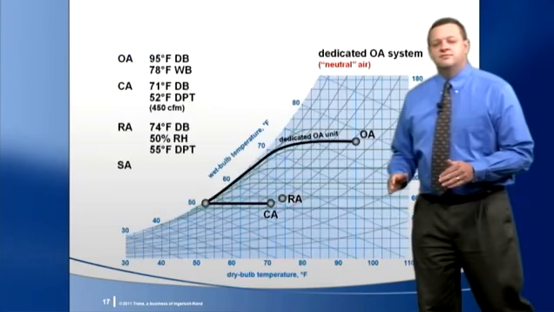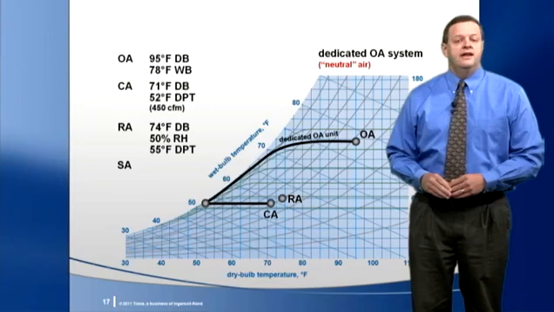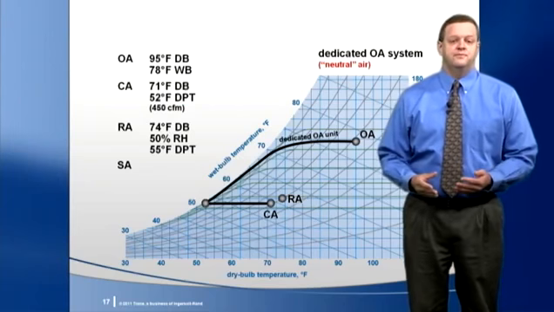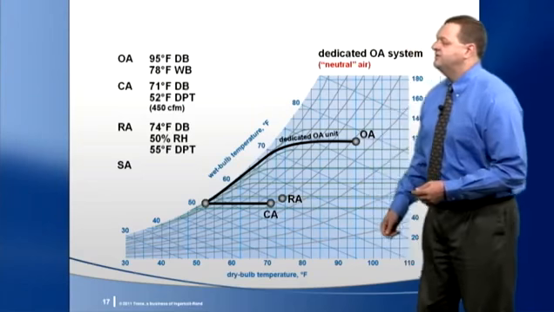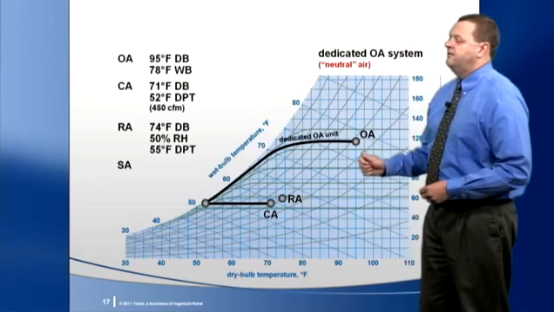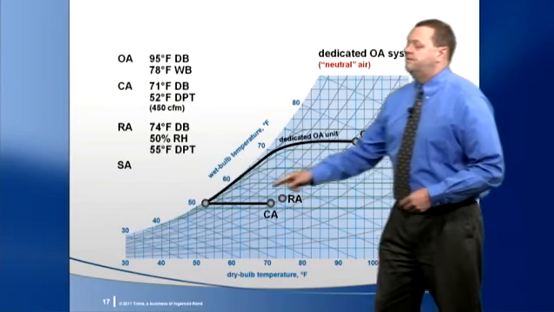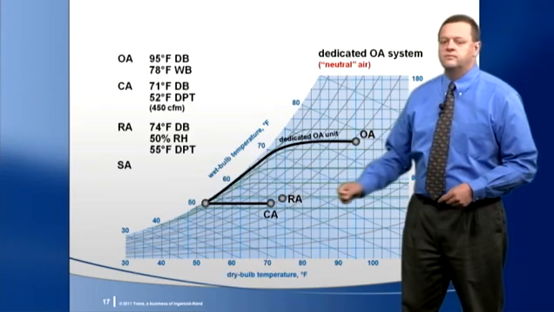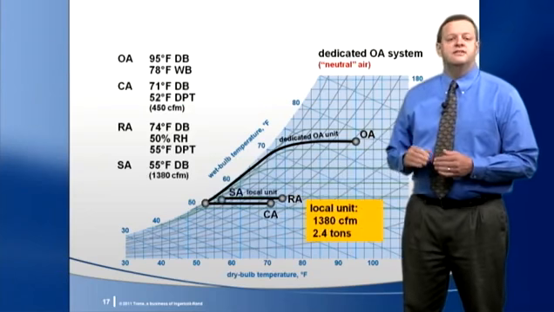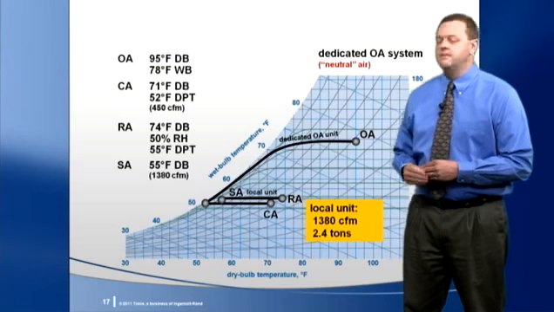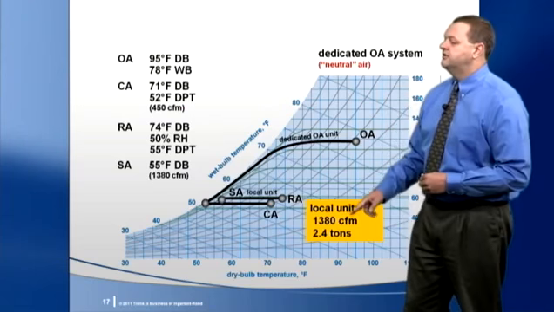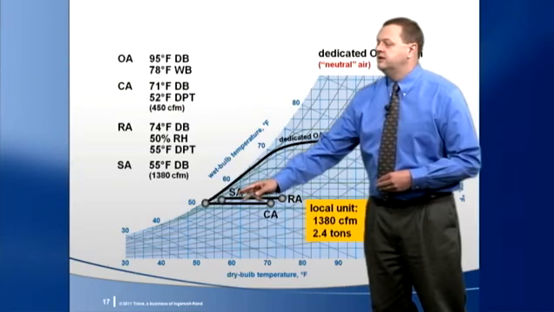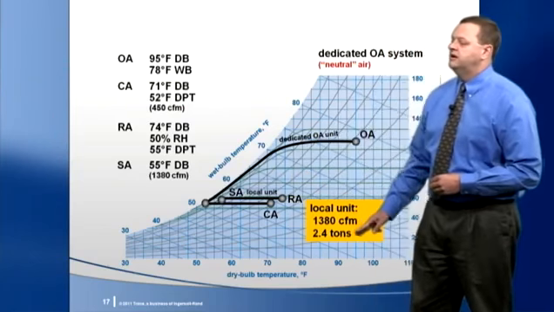Many dedicated outdoor air systems are designed to dehumidify the outdoor air and then reheat it to approximately space temperature, sometimes referred to as space neutral. In this example classroom, the dedicated unit dehumidifies 450 CFM of outdoor air to a 52-degree dew point, and then reheats it to about 71 degrees. The local HVAC unit is then used to remove the space sensible load. In this example, the local unit cools 1,380 CFM of recirculated air to about 55 degrees to remove the space sensible cooling load of 2.4 tons.